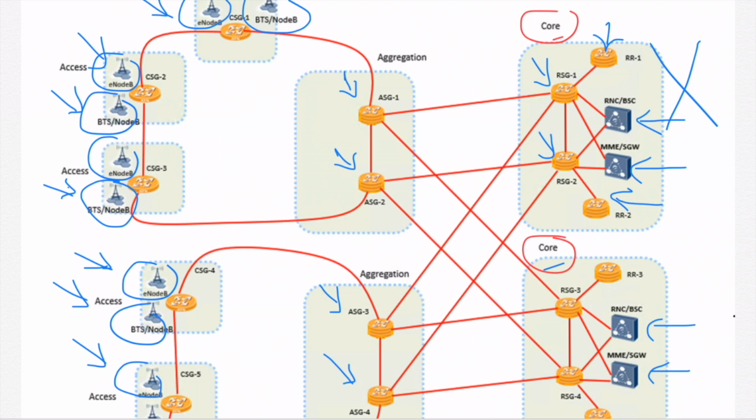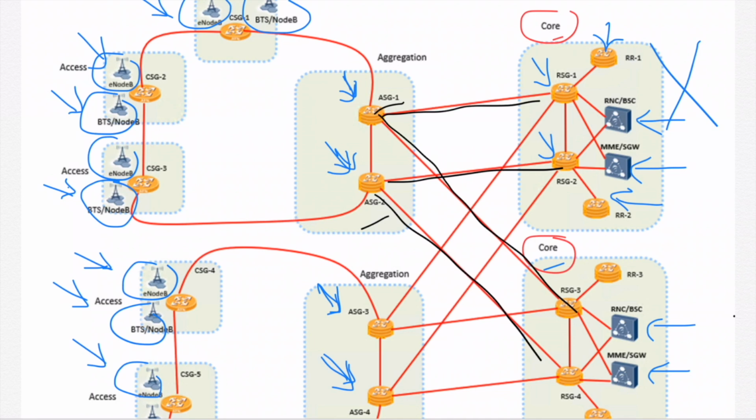We can also find that each pair of aggregation nodes is connected to the core sites. For example, we can see that ASG1 and ASG2 are connected to core site number 1 and core site number 2. This is to enhance the protection. If a total failure occurs in one of the core sites, the aggregation node can use the other core site, and each pair of aggregation nodes connects its access rings.